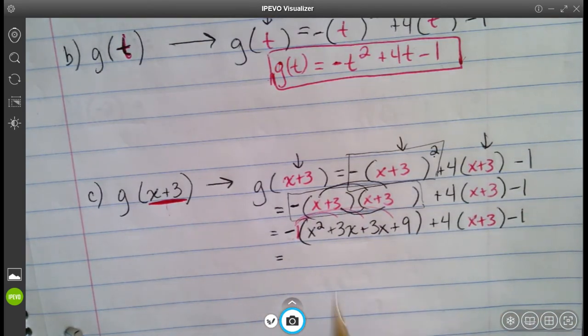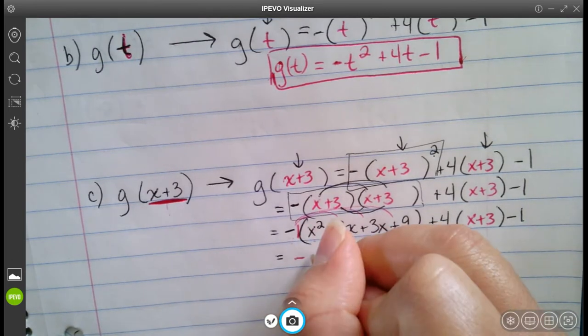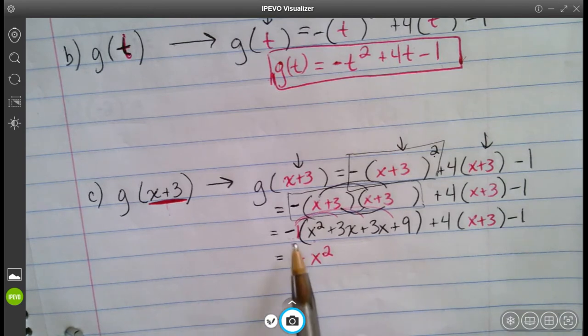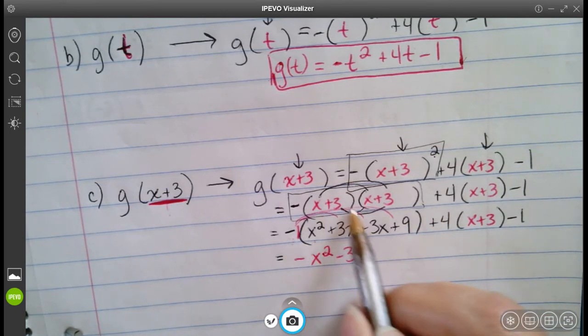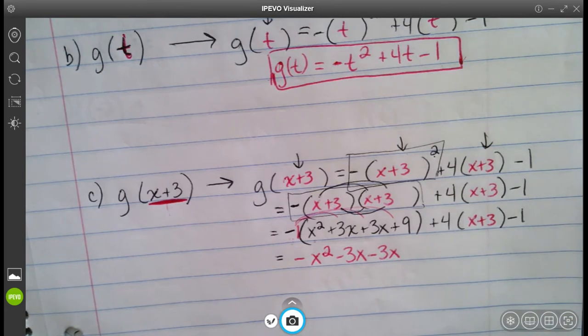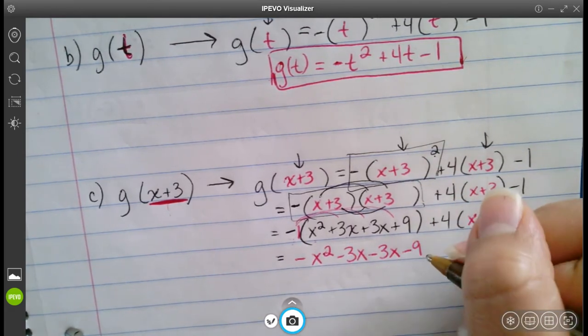And that's going to look like this. Negative 1 times x squared is negative x squared, or negative 1x squared. Negative 1 times 3x is minus 3x. Negative 1 times the other 3x is also minus 3x. Negative 1 times 9 is minus 9.